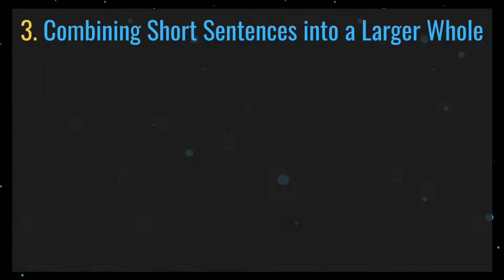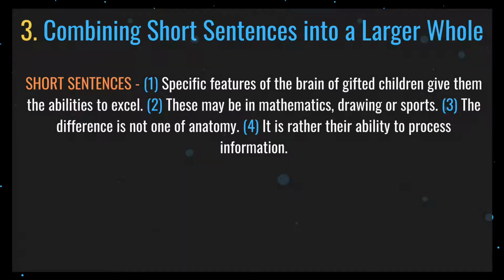Number 3. Combining short sentences into a larger whole. For example, short sentences. Specific features of the brain of gifted children give them the abilities to excel. These may be in mathematics, drawing, or sports. The difference is not one of anatomy. It is rather their ability to process information.